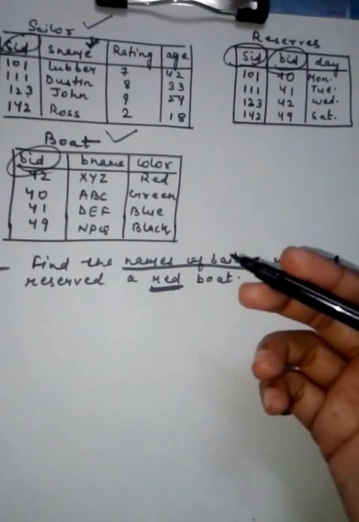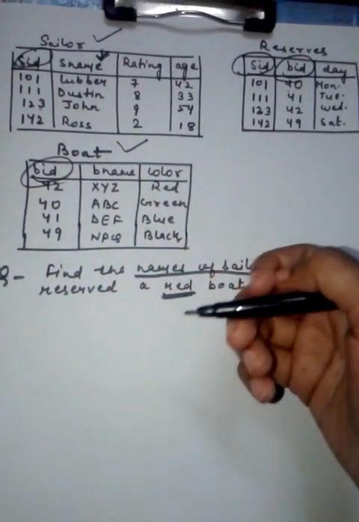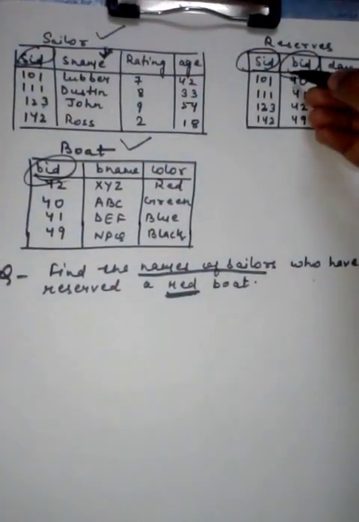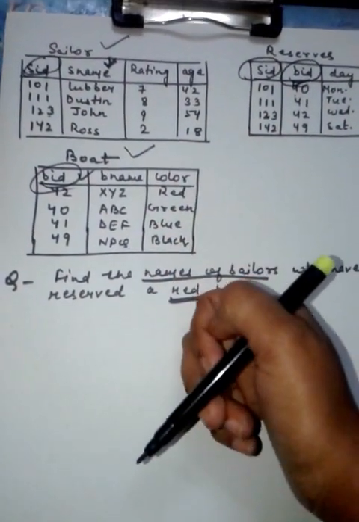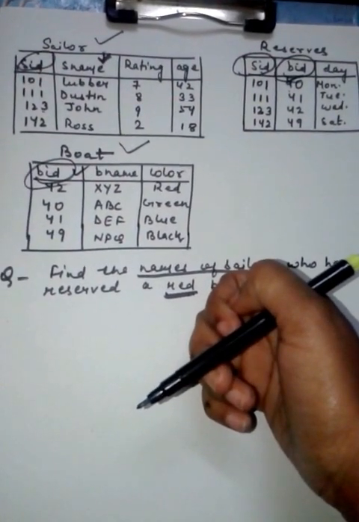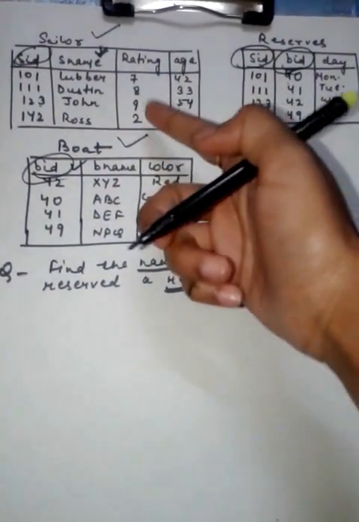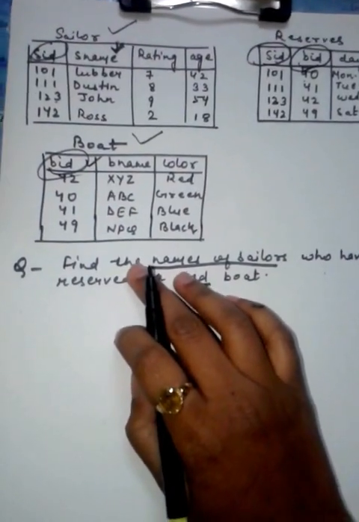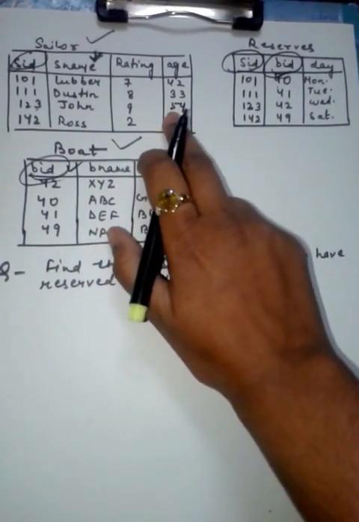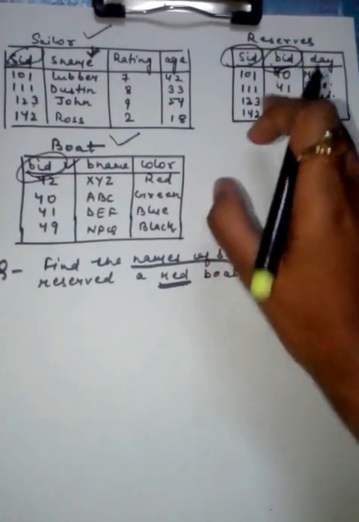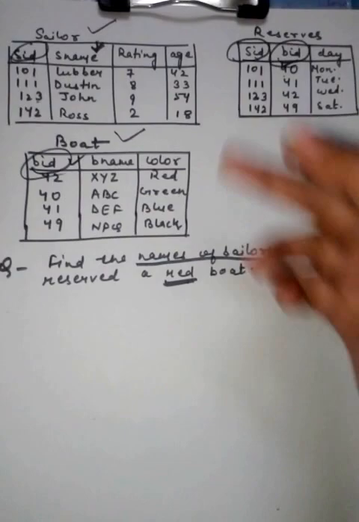Now if we have to set a relationship between the reserve table and boat table, what is common in these two tables? The boat ID is common, so using boat ID we will set the relationship among these two tables. What if we have to set a relationship between the seller table and the boat table? First of all we have to set the relationship between the seller table and reserve table, then the reserve table and boat table, then linking all these three tables, the relationship is set between all three tables.